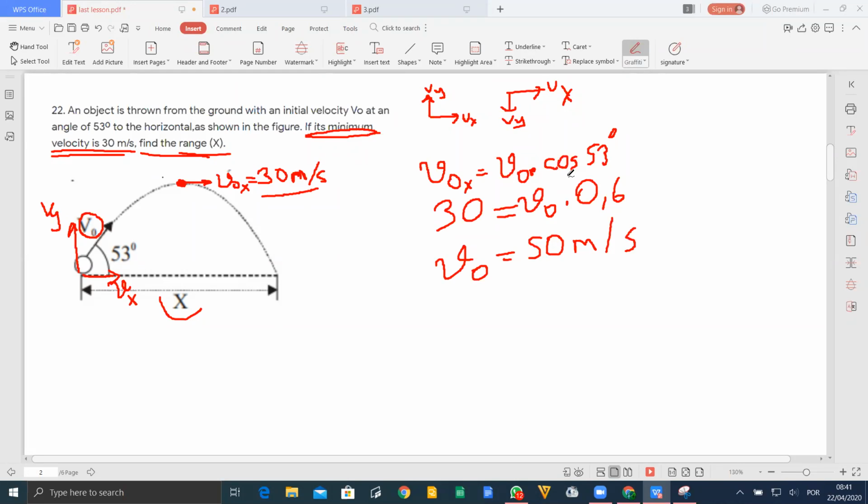By using another formula, we can get V0y. What is V0y? V0y is equal to V0 times sine 53.